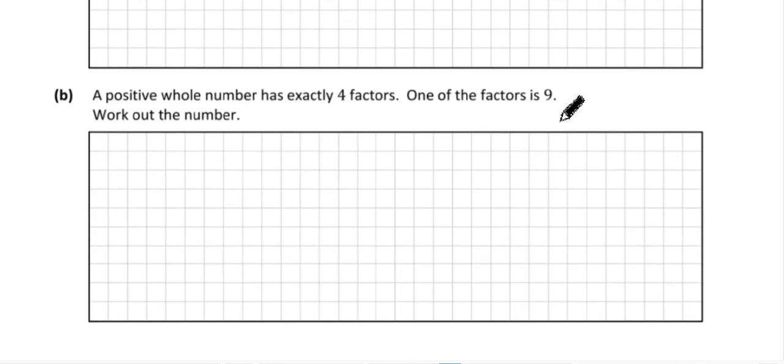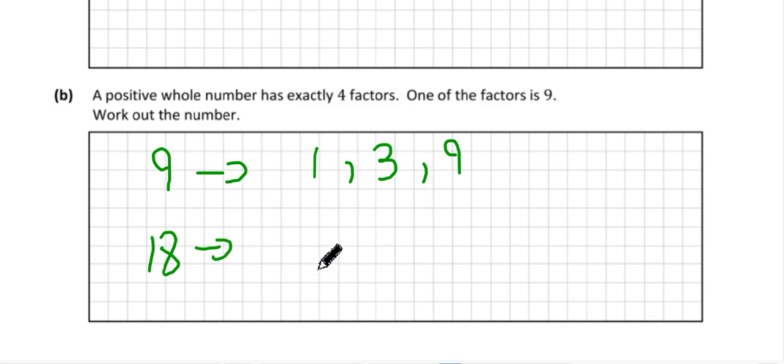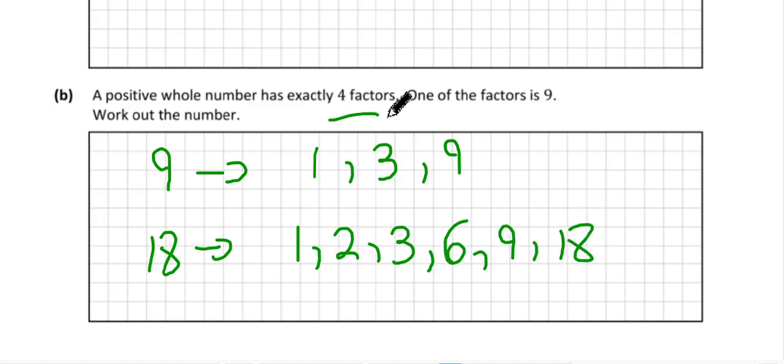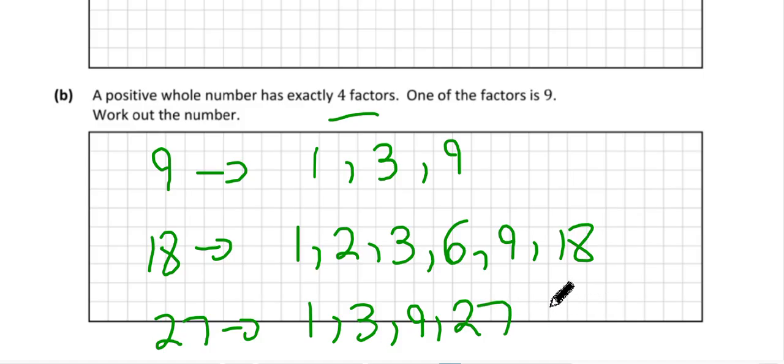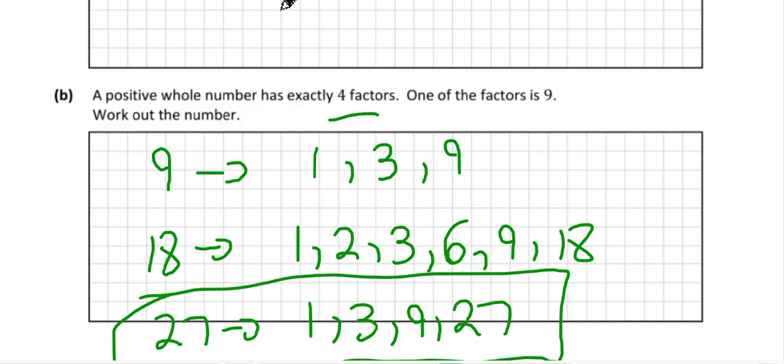A positive number has exactly 4 factors. One of the factors is 9. What can we do? What are the factors of 9? 1, 3, and 9. Not 7, 9. 9 divides into 9. Count up the 9s. What about 18? What numbers divide into 18? 1, 2, 3, 6, 9. That's not 4 factors. No good. Count up a 9 again. 27. 1, 3, 9, 27. This is the correct answer because it has 4 factors.